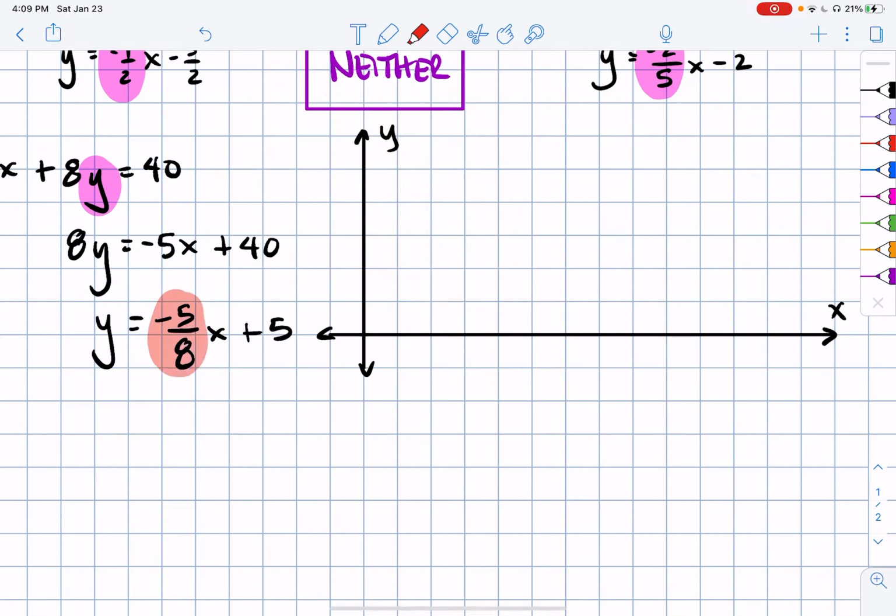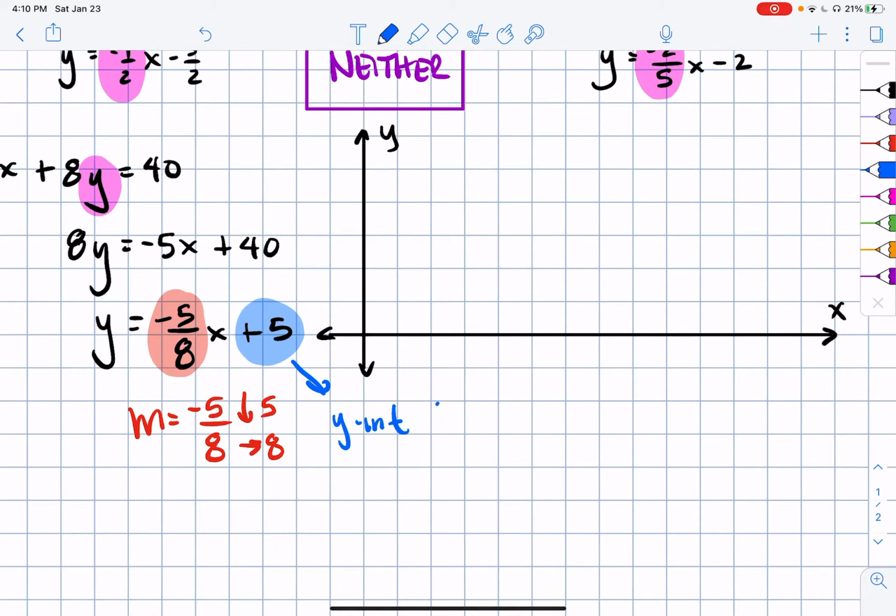So here's my slope. That is telling me that my slope is negative 5 over 8. So that means I got to go down 5 and right 8. And this is my y-intercept. So that's going to tell me that my y-intercept is going to be the point 0, 5. So 1, 2, 3, 4, 5. Here's 0, 5.